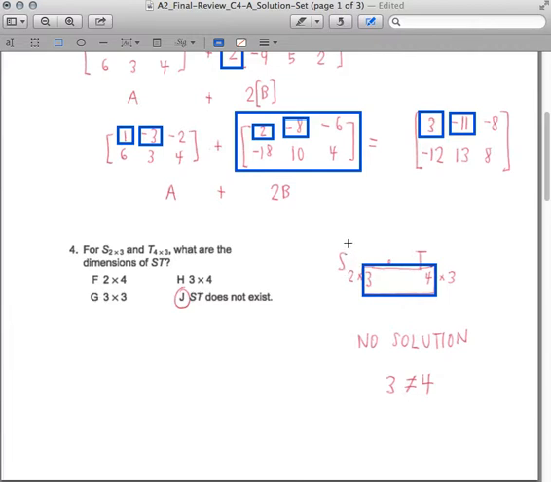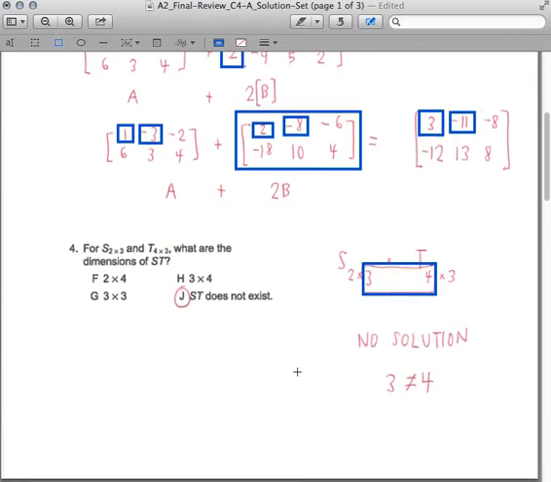Matrices are defined in their dimensions as row by column. So this matrix has 2 rows and 3 columns. This matrix has 4 rows and 3 columns. In order to multiply matrices, the columns of the first matrix have to equal the rows of the second matrix. So when you line it up, and order matters, these two numbers have to be equal. 3 is not equal to 4, therefore no solution. We are unable to multiply those two matrices together.